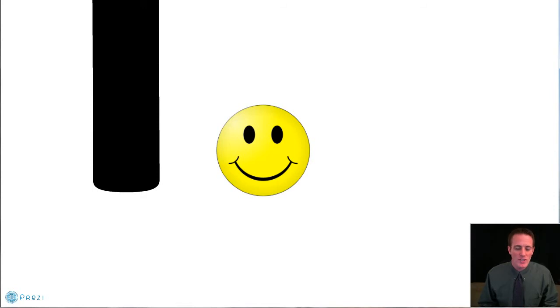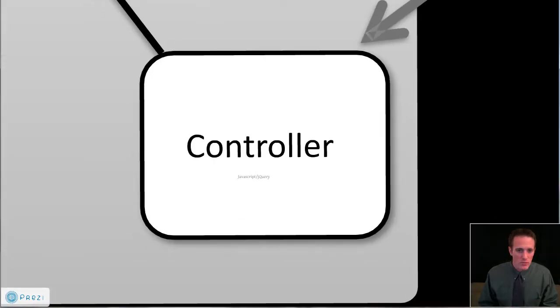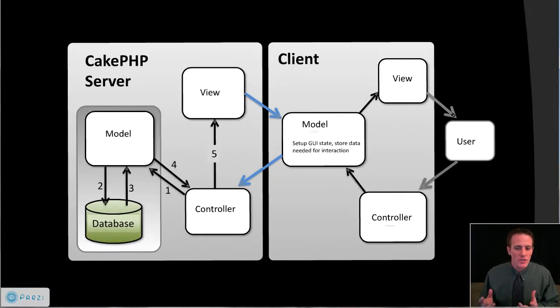Now when the user wants to interact with the application while it's there in their browser, the controller code handles that there, and I'm using traditional JavaScript and jQuery to handle that. So in this way, the entire application works together, utilizing model, view, and controller on the server and the client to, as I said, interact with the user while it's in the browser and do database operations on the back end.